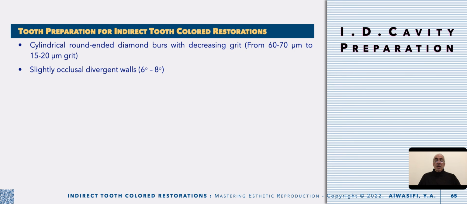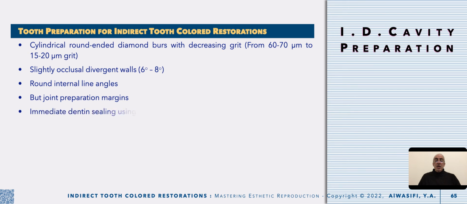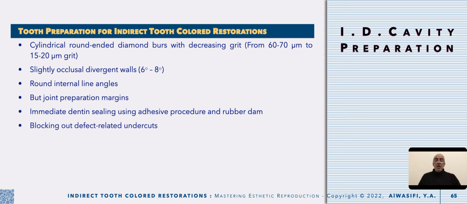and this is a responsibility of the selection of your cutting tools, which should have this tapering. Then rounded internal line angles, butt joint preparation margins, 90 degrees cavosurface angle, immediate dentine sealing using adhesive procedure and rubber dam, blocking out any defect-related undercuts with resin-modified GIC or with flowable composite, and then finishing the preparation with diamond burs and rubber points.